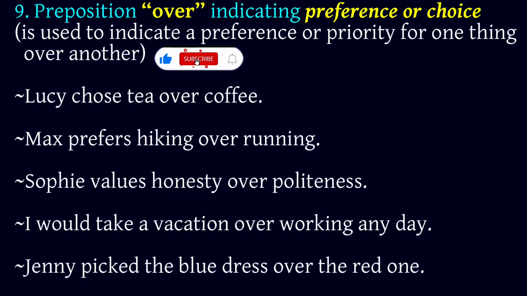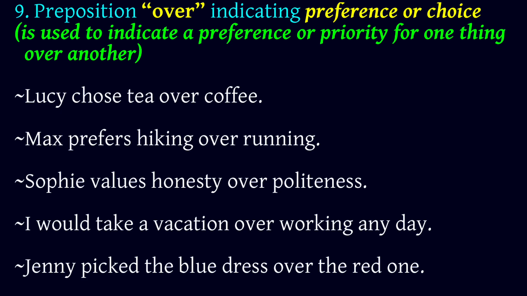9. Preposition over indicating preference or choice is used to indicate a preference or priority for one thing over another. Lucy chose tea over coffee. Max prefers hiking over running. Sophie values honesty over politeness. I would take a vacation over working any day. Jenny picked the blue dress over the red one.